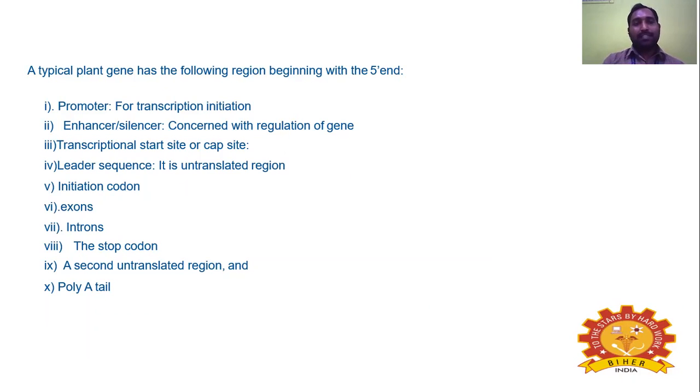And also we have the sixth one, that is the exons. This is the coding region which will be found in the vector system. And the seventh one, where we have the introns. So these introns are usually non-coding sequences. And the eighth one, we have the stop codon. So this stop codon has an important role to stop its expression or regulations. And after that, the ninth one, we have the second untranslated region. At last, we have the poly A tail sequence.